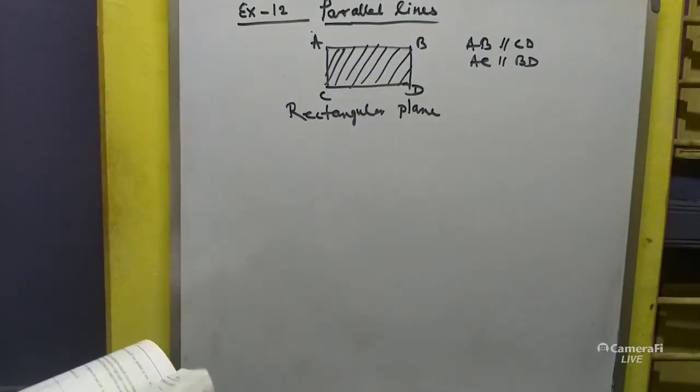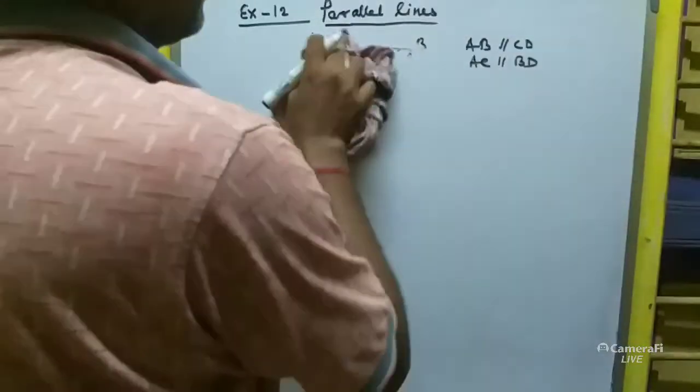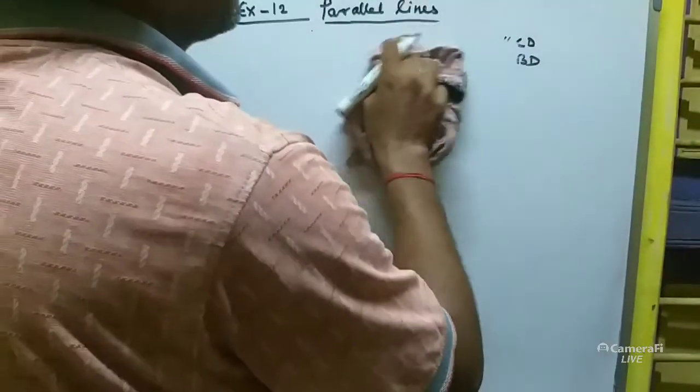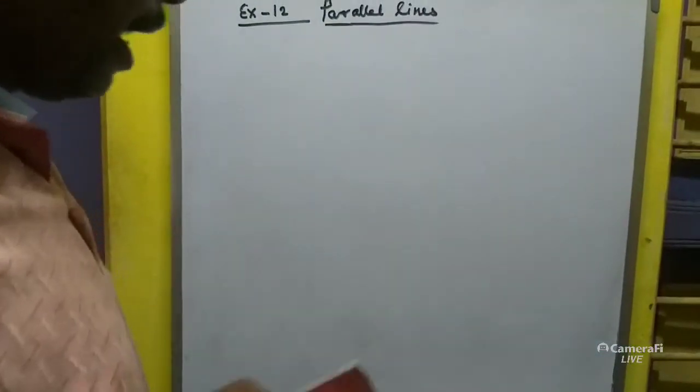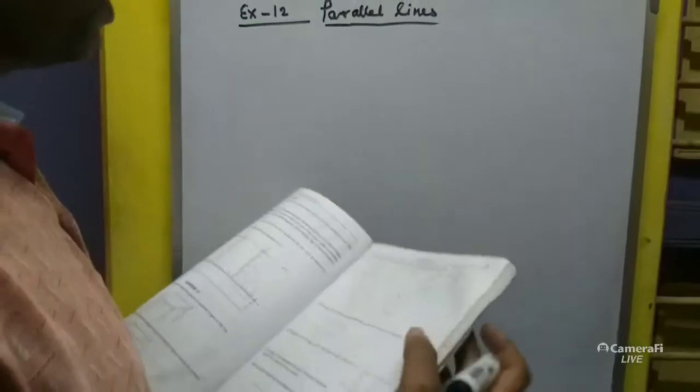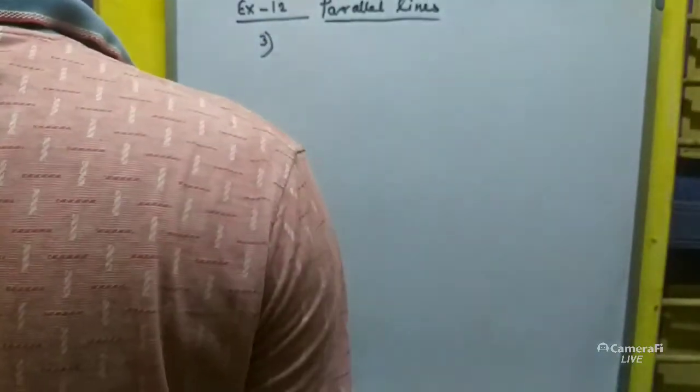So this is the question. Next is your number 3. You can find out how many planes are there. Can you find out how many planes are there? So find them and then find out the parallel lines. Very easy.